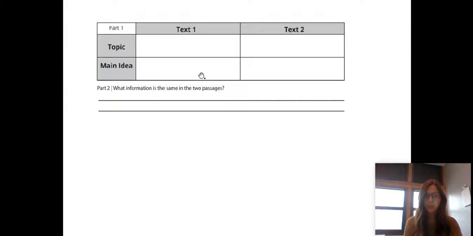and the main idea for both, we then want to look at what information is the same in the two passages. Right here, guys, I really encourage you to go back to both texts and look at what the text says. I know we heard some words in both of the articles that were very similar. And if you have already filled out your main idea, you know that the main idea is very similar. So again, what information is the same in two passages? And I would provide text evidence, at least one for each.